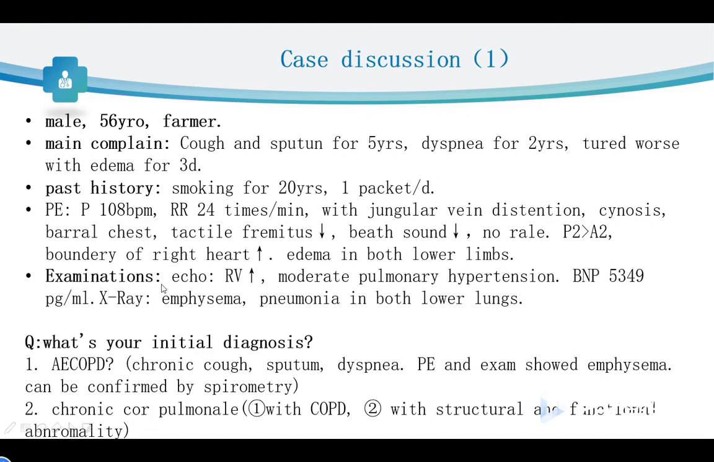During the examinations, we can find the diameter of the right ventricle increasing. And this patient also has a moderate pulmonary hypertension. And the BNP is significantly increased. So, this patient has a functional abnormality and structural abnormality of the right heart. So, in this condition, we can conclude the diagnosis of the chronic cor pulmonale.